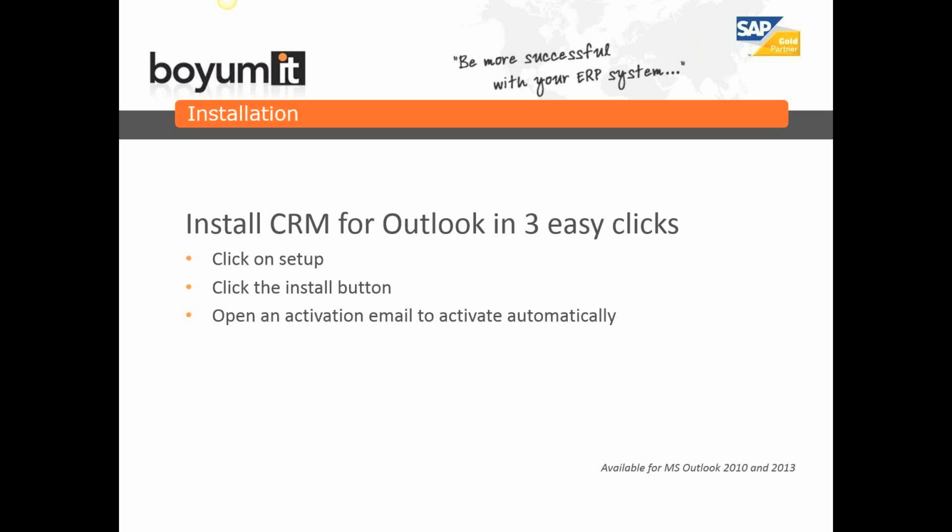The 3 steps are as follows. You get an installation package, you click on the setup. Then you're going to get the installation window. You click on install. That's a usual installation. Once you finish the installation, an email will be sent to your email account, and when you click on it, CRM for Outlook is activated automatically. There are no other steps needed. You're ready, and you can start using the product. Now, how easy was that?